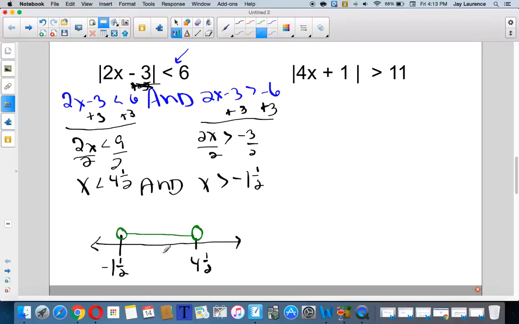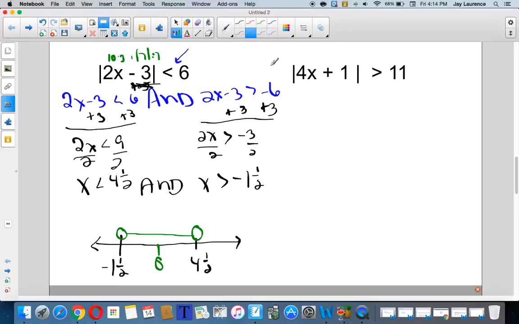Now I can test it. Let's pick a number in here, like say 0. 2 times 0 is 0. 0 minus 3 is negative 3. Absolute value of negative 3 is 3. Is 3 less than 6? Yes, it is. Pick a number outside the shaded region, like 5. 5 times 2 is 10. 10 minus 3 is 7. Absolute value of 7 is 7. Is that less than 6? No, it is not. So you see I haven't shaded over there.